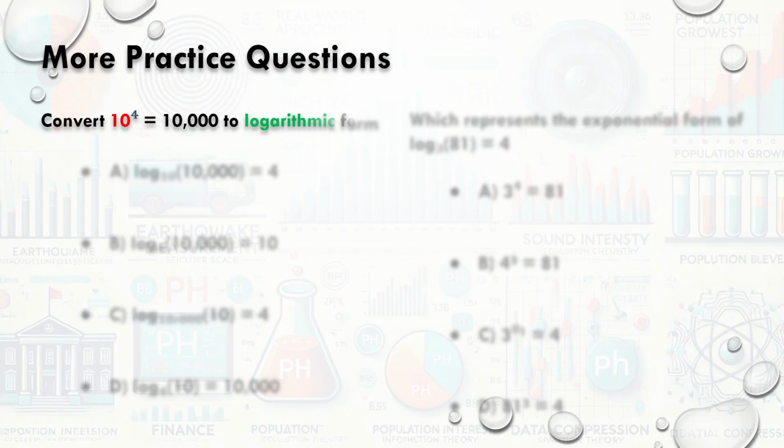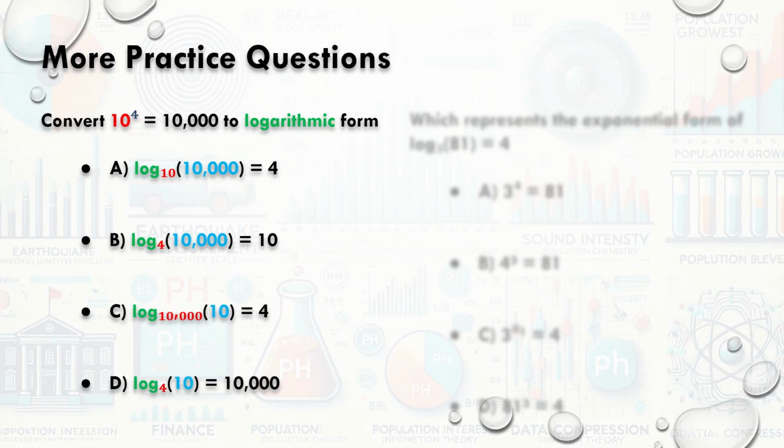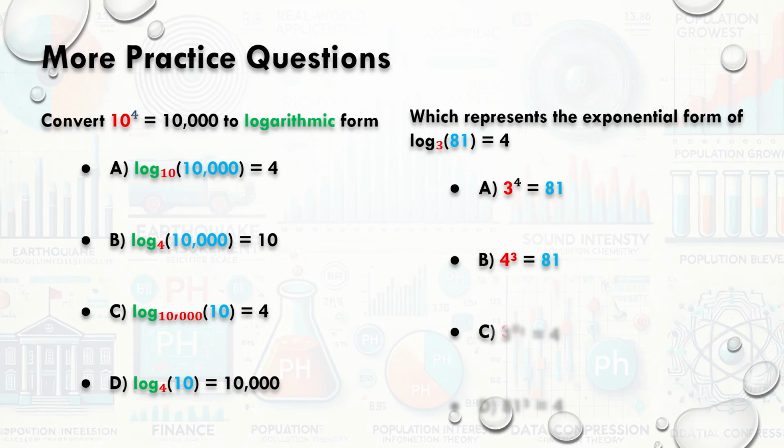Now, here are two more for practice on the road. First, how do you convert 10 to the 4 equals 10,000? Take your time. We have the options. Solve it on your own and then think about what your result should be. Before solving the next one, you may pause and then start the second one, which is in logarithmic form, and you are supposed to convert it to the exponential form. Practice both and keep practicing.